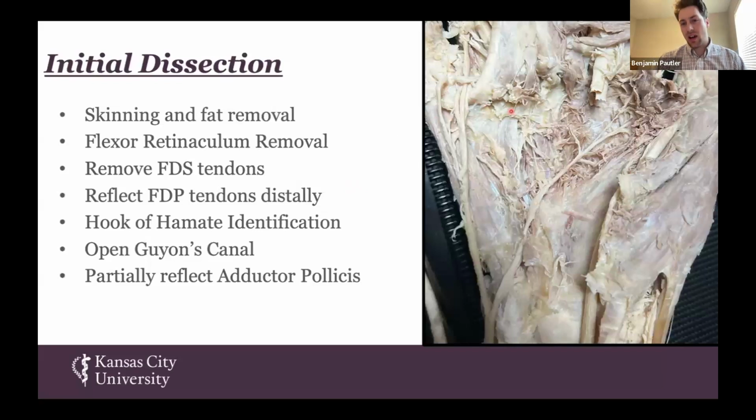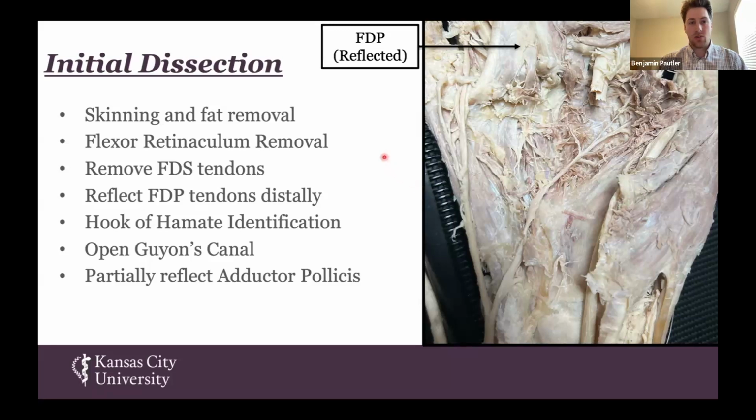So you can see here a cadaveric image on the right. Our initial dissection began with the skinning and fat removal. That was performed by our first-year students as part of their curriculum, so I'd like to thank them as well. We then removed the flexor retinaculum. You can see a portion of it right here. It normally would span across in a transverse fashion right here.